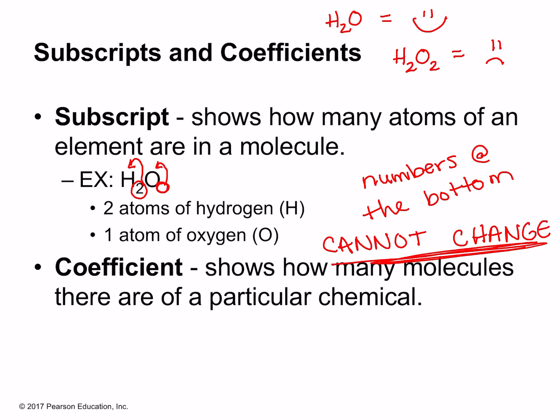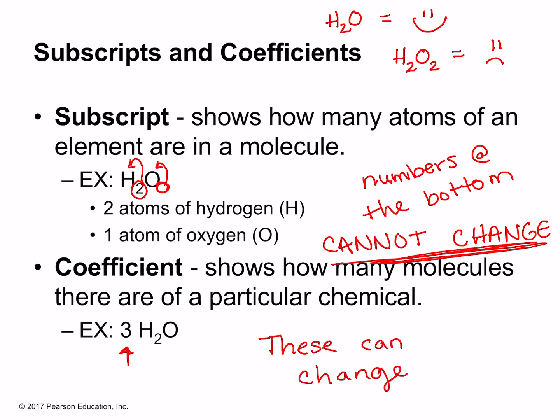But the coefficients show how many molecules there are of a particular chemical. This will be a number in the front, like this 3. This 3 is telling you that you have 3 waters total. These can change, and we're going to look at how to manipulate these coefficients throughout the lecture today.